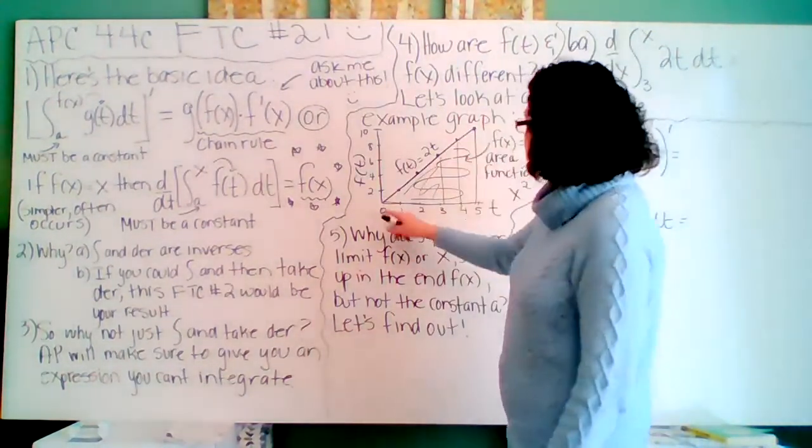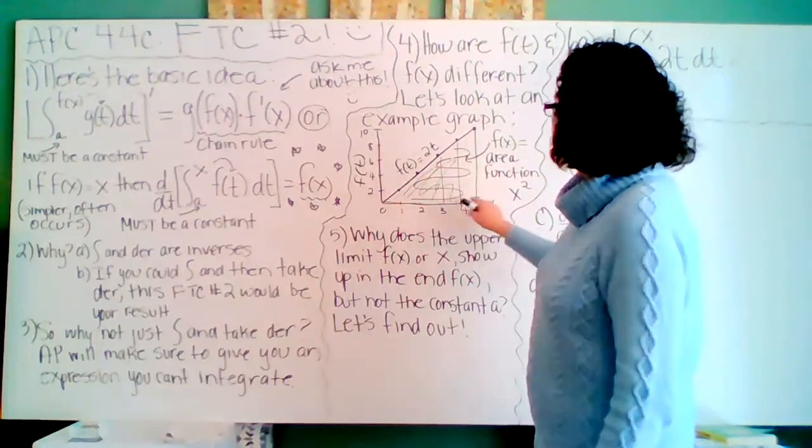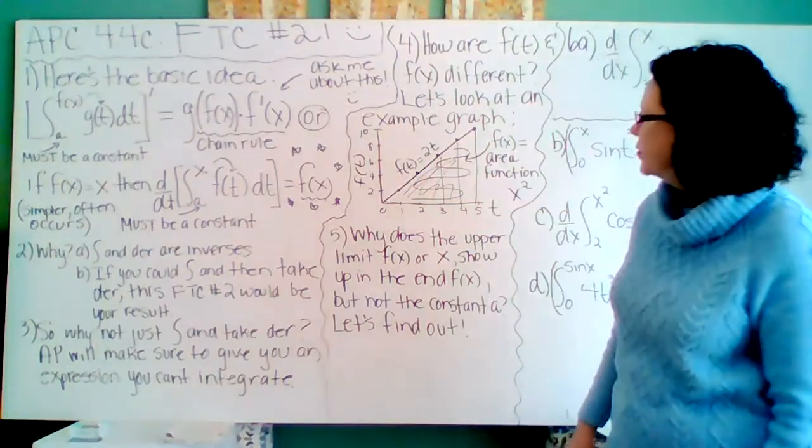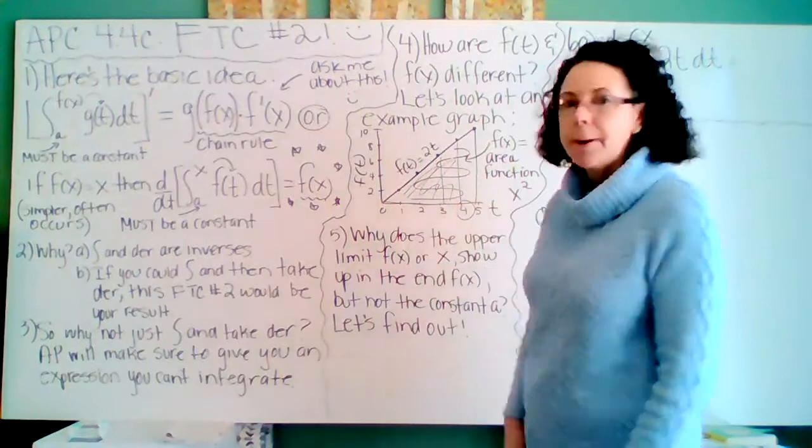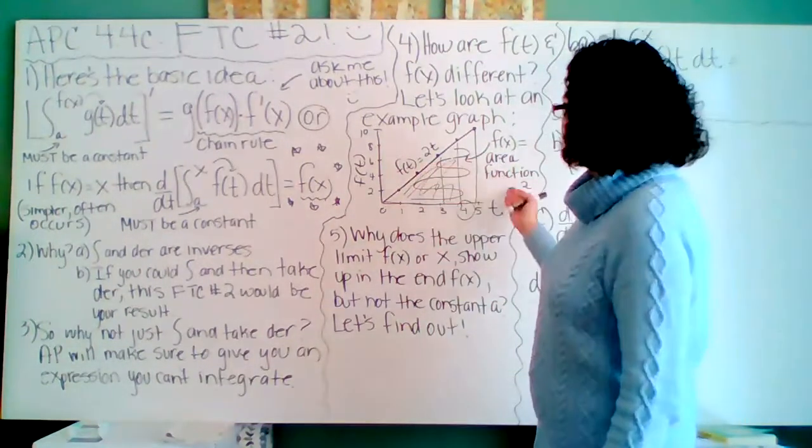Let's take a look here. This area from 0 to 4, that's 4 times 8, that's 32, half of 32 is 16, which is 4 squared. Without a doubt, these two functions are different.